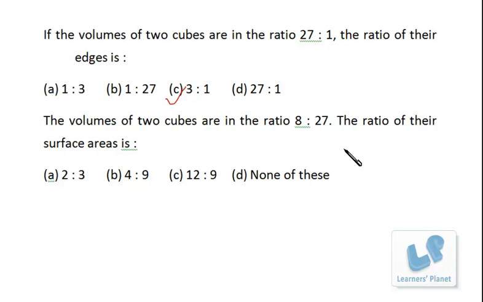Similarly, here we are asked about the ratio of the surface area. So what will be the side ratio? That will be the cube root of this, that is 2:3. And what will be the area? Area is in square unit. So if the side ratio is 2:3, that means the area will be in the square of them, that is 4:9. Okay, so no paperwork is required at all.